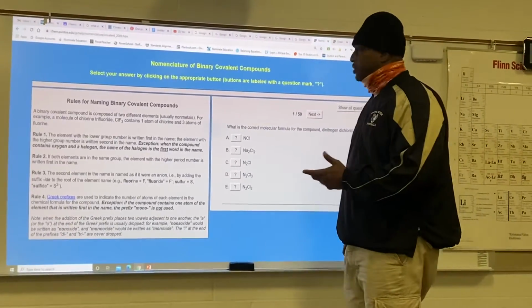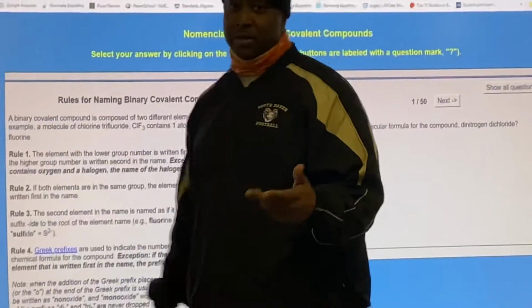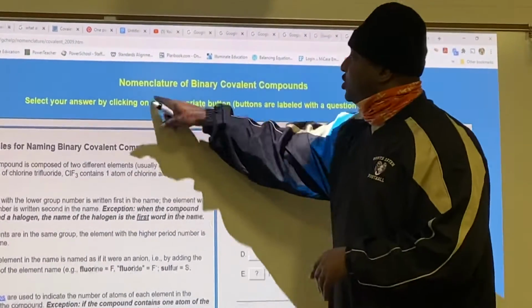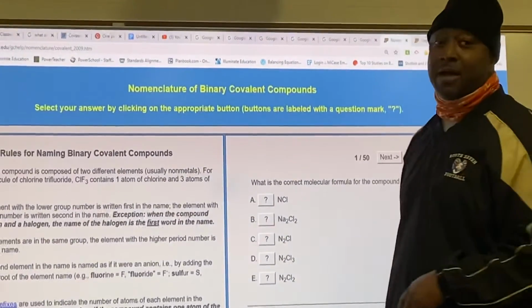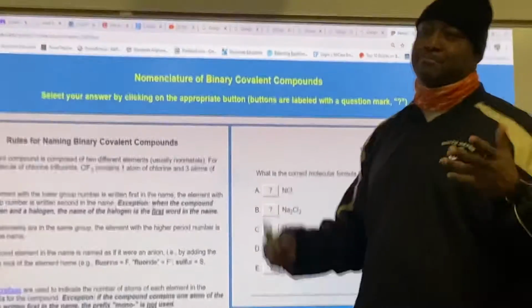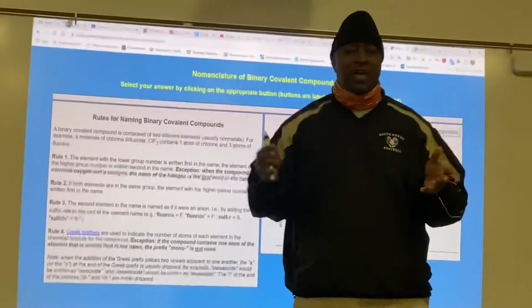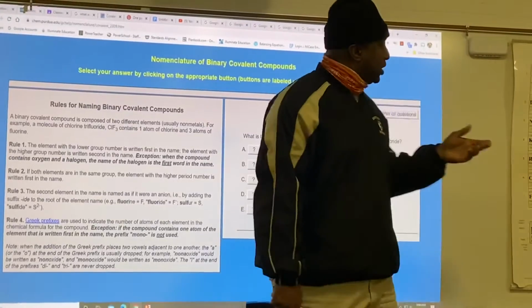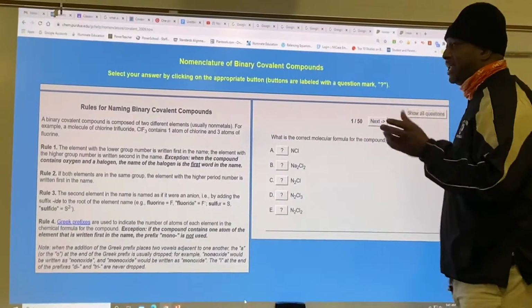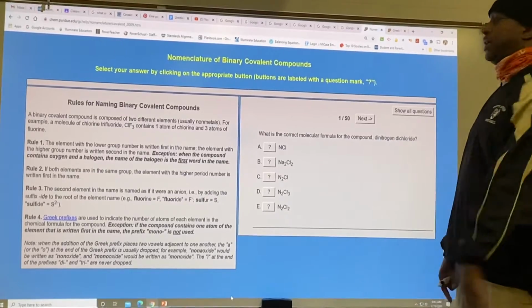I figured you want to talk about naming binary covalent compounds. A lot of people have been sliding in my DM saying, instructor, teach us about nomenclature of binary covalent compounds. So, let's do it. We've been talking about ionic and covalent bonds. We can tell what kind of bond is holding the two elements together because we look at the periodic table, and if it's covalent, it will be all nonmetals bonded together. Binary means two. So we're only going to name binary covalent compounds.